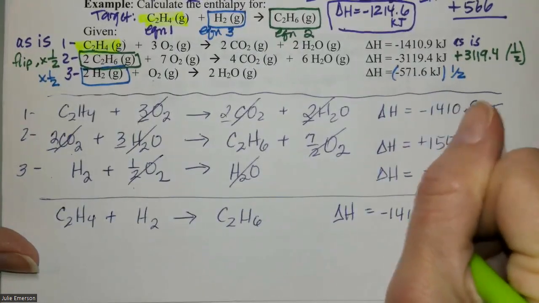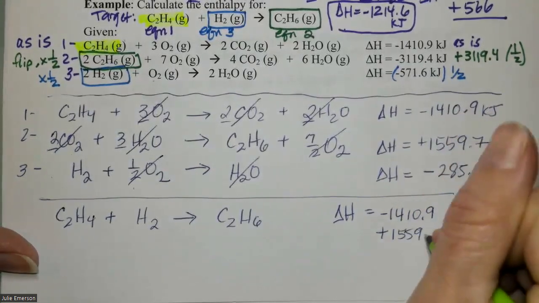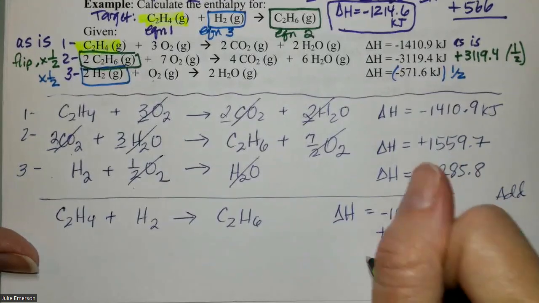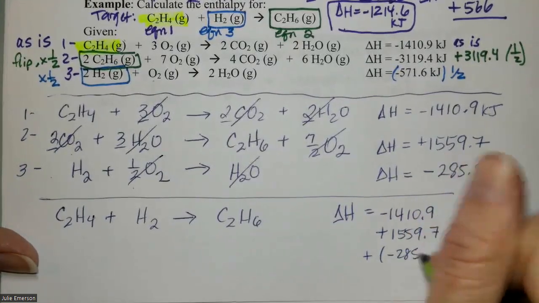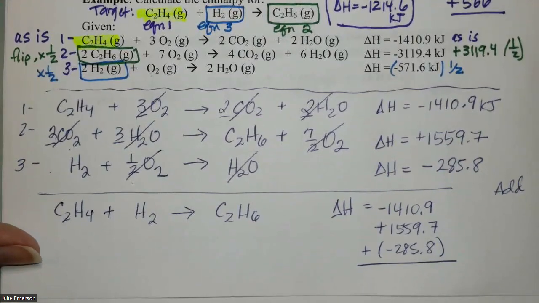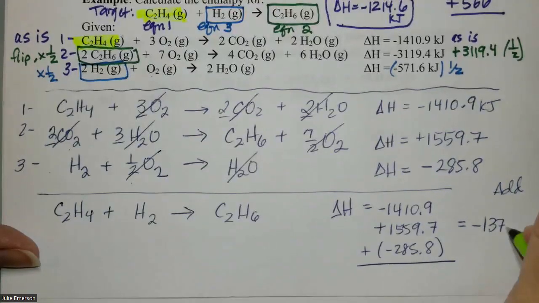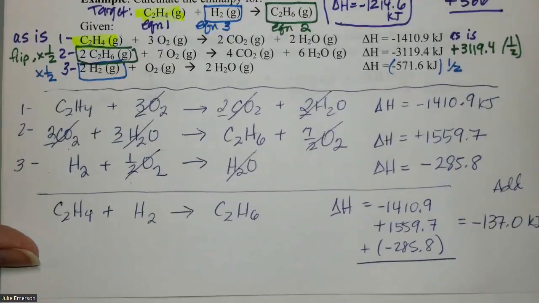So we're going to take the negative 1410.9. We're going to add to that the 1559.7. And then we're going to add the negative 285.8 to that. All right. And again, just make sure you keep track of the negative sign. So we've got the negative 1410.9 added to the 1559.7. And then basically we're subtracting the 285.8. And what we get here is a negative 137.0 kilojoules.